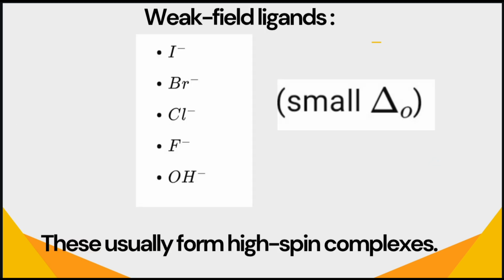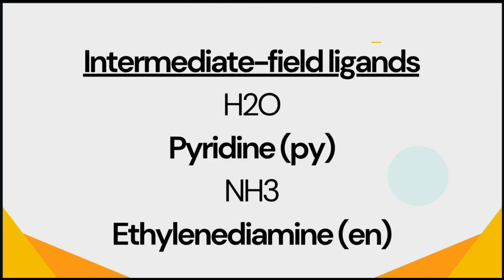Now we'll see the weak field ligands: I⁻, Br⁻, Cl⁻, F⁻ and OH⁻. These are weak field ligands and they have small Δo. They usually form high spin complexes. Next we'll see the intermediate field ligands, also called neutral ligands: H2O, pyridine, NH3, ethylenediamine (en). These are the intermediate field ligands.